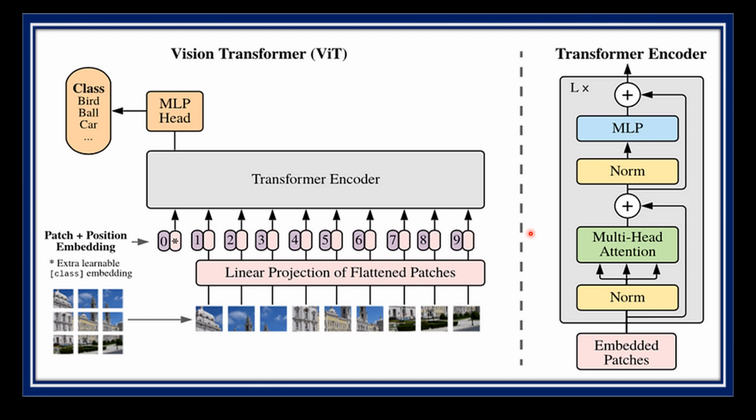And these patches are then converted into a sequence of vectors which are fed into the transformer's multi-head self-attention mechanism. Now this mechanism allows the model to understand the relation between different parts of the image and make predictions about the image content. Now an example of how the vision transformer can be used in the insurance domain is in the field of claim processing.